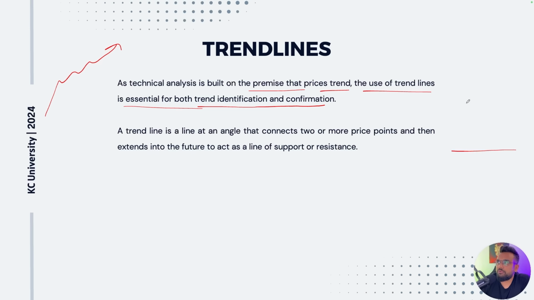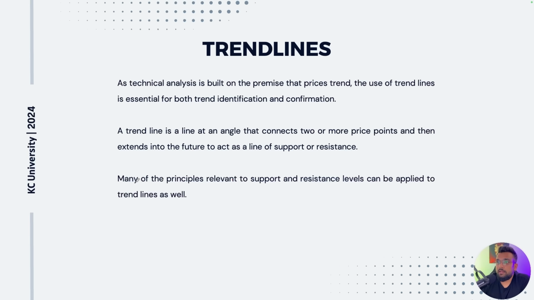Support comes on the bottom, resistance comes at the top. But rather than being horizontal, they are at a little bit of an angle. That's the only thing that's different about them. That's it. You see what I'm saying? That's all about it. That's trend lines. Now, I understand it might be a little bit confusing right now, and it's fine. Let's go over them. Many of the principles relevant to support and resistance levels can be applied to trend lines as well. Same thing. Everything still stays the same. Okay?